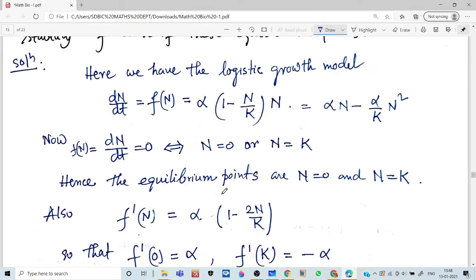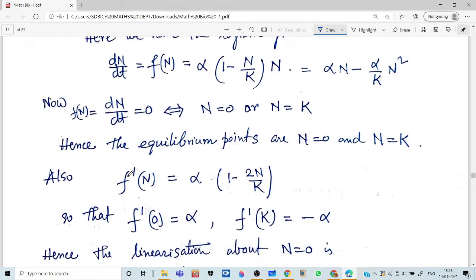So the equilibrium points are n equal to 0 and n equal to k. So n equal to 0 and n equal to k are called equilibrium points. Why? Because dn/dt equal to 0 implies n is equal to 0 or n equal to k. Now find f'(n).